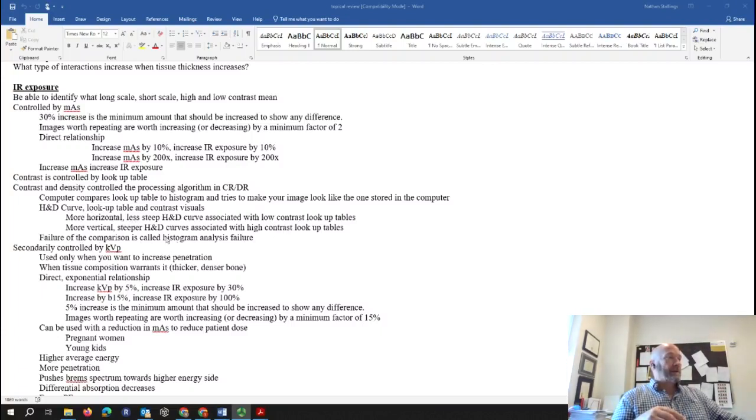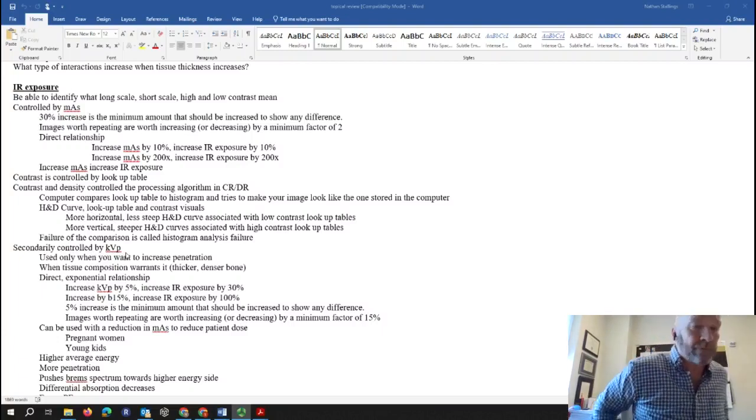Okay, so histogram analysis failure is what I was referring to a second ago as an automatic rescaling error. Really the same thing. So I've got in here that it's secondarily controlled by the KVP, but that's because of two things really.